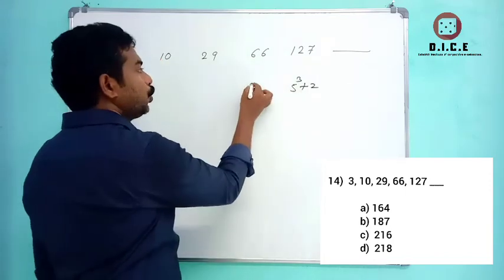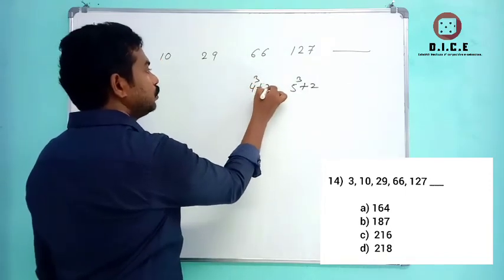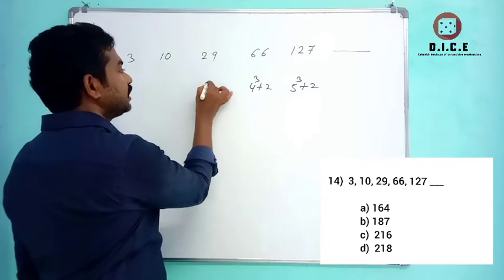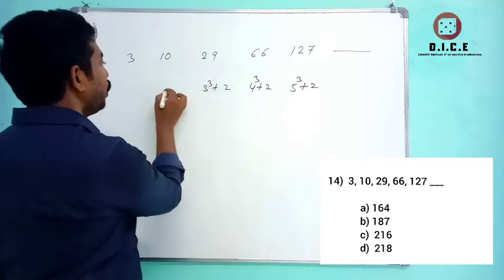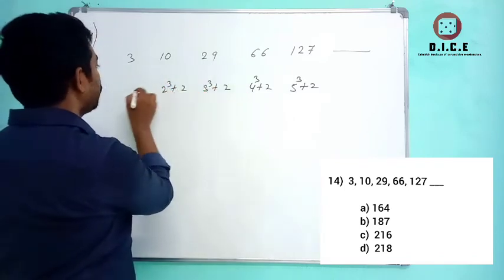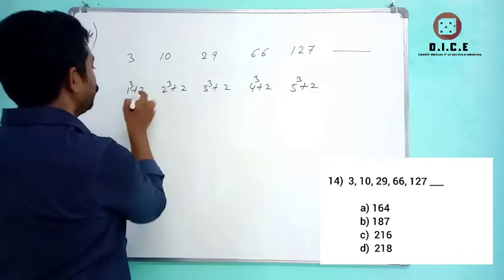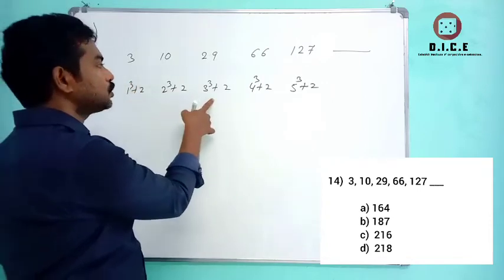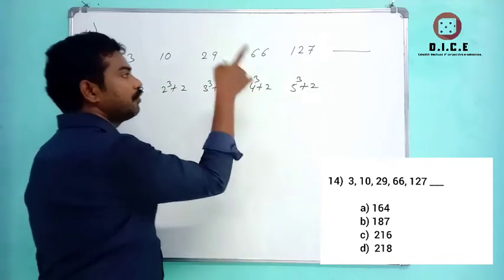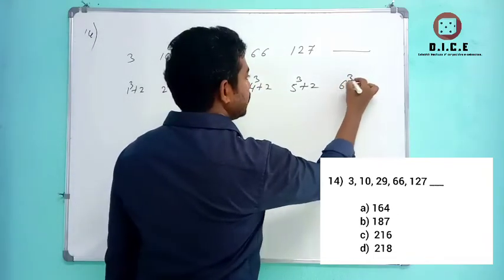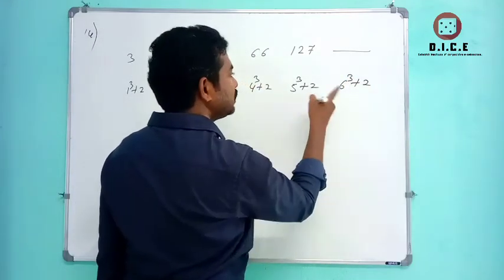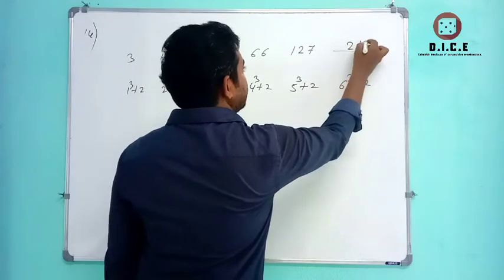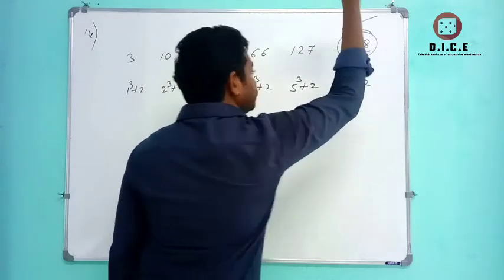66 is very much a cube, that is 4 cube plus 2. This is also 27, that is 3 cube plus 2. This is also 8, 2 cube plus 2. This is also 1, that is nothing but 1 cube plus 2. 1 cube plus 2, 2 cube plus 2, 3 cube plus 2, 4 cube plus 2, 5 cube plus 2. So the answer is 6 cube plus 2, that is 216 plus 2. The answer is 218.